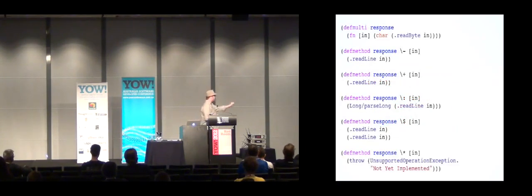So, here's our multimethod. Again, defmulti, and we call it response. We'll feed that data stream into it, and we'll pull the character of the first byte. That's our dispatch. Now we've set our dispatch, we handle each one of those types. If it's a minus, we'll read the line in. If it's a plus, we'll read the line in. These are both single line replies. If it's a colon, remember that's an integer response, so we'll read the line in and then convert it to a long.